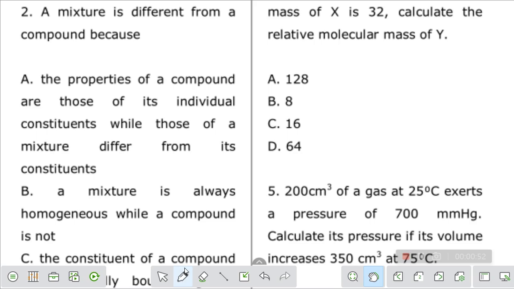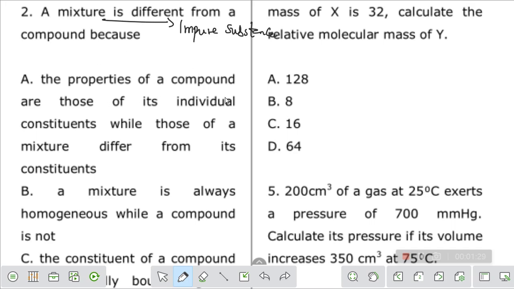I told you when I was teaching you about matter that a mixture is actually an impure substance, right? And a mixture can be separated by separation techniques. A mixture can be homogeneous, it can also be heterogeneous, so it depends. Let's look at the differences. The properties of a compound are those of its individual constituents, while those of a mixture differ from its constituents. That's not right, because the properties of a compound are independent of the properties of the constituent elements. So they are different things entirely.